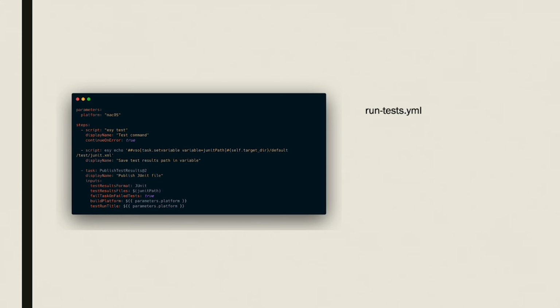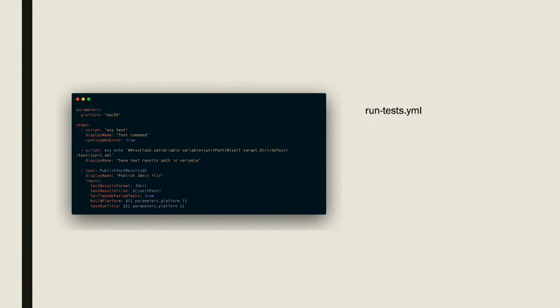And when the test is done, we again have to save the path to where the JUnit file is. And then we export this with a custom task in Azure Pipelines that will save the JUnit and give a nice report. If we have time in the end, I can show you that report as well.